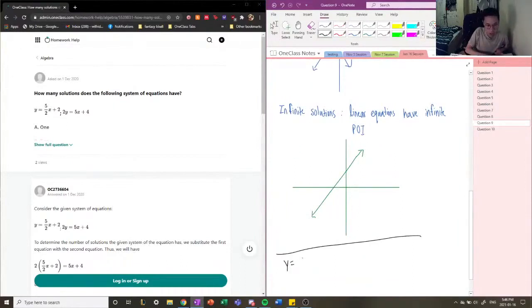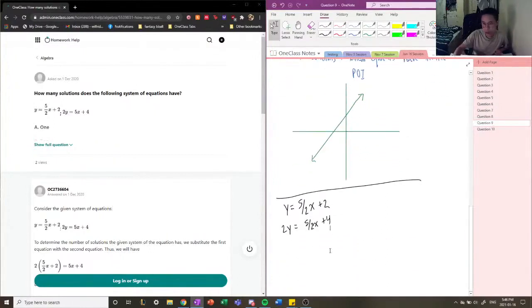So we have y equals 5 over 2 times x plus 2. And we also have 2y equals 5x plus 4. Okay? So you can take your pick on which one to use. I'm going to use substitution. Okay? So that means that I'm going to isolate for y for our second equation, so I'm going to divide both sides by 2. Also, this shouldn't be 5 over 2, it should be 5x. Okay, so for the second equation, we're going to isolate for y, and we're going to divide both sides by 2. So we get 5 over 2x plus 2.